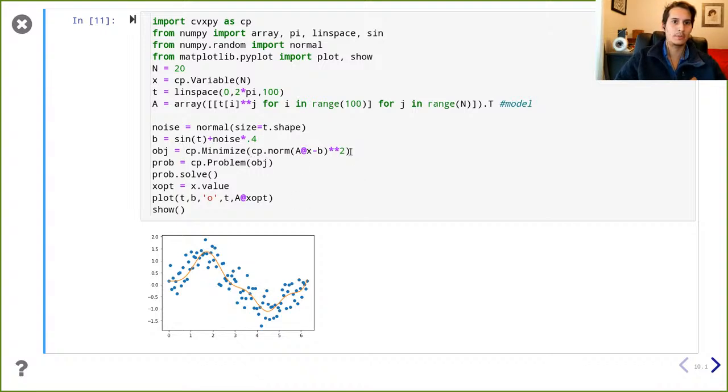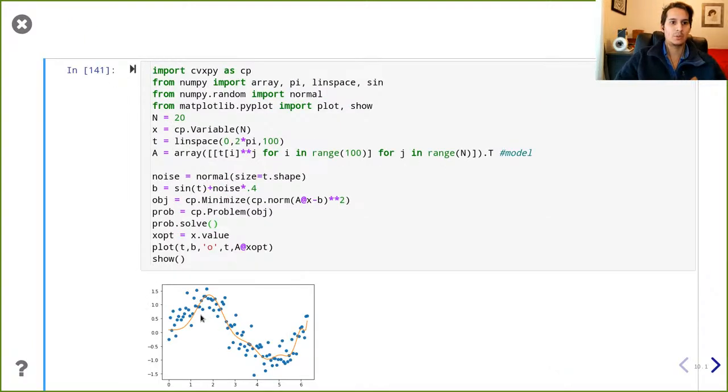But it's basically what you expect. You use the norm, you square the norm, and you have your matrix A that represents the model multiplied by the vector of coefficients x, and you try to make it very close to your data b, and you solve your problem, and basically you obtain the same solution as before.